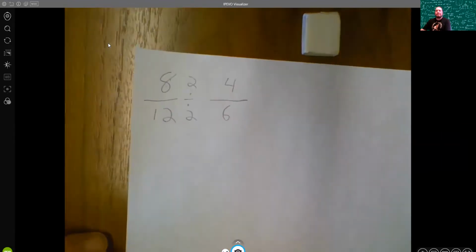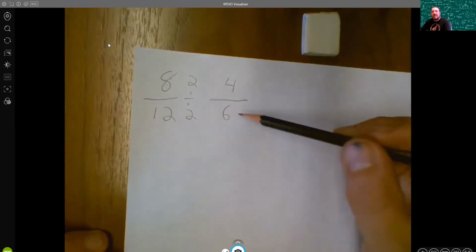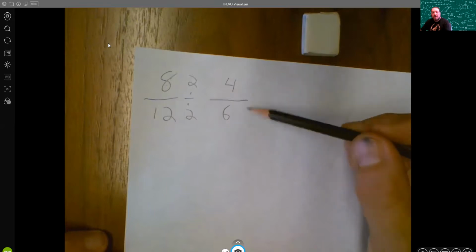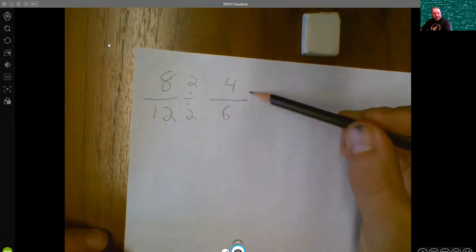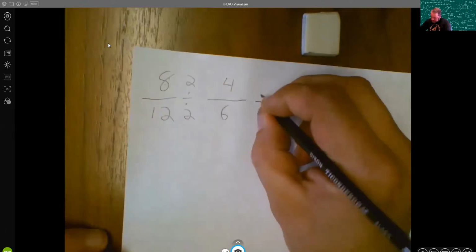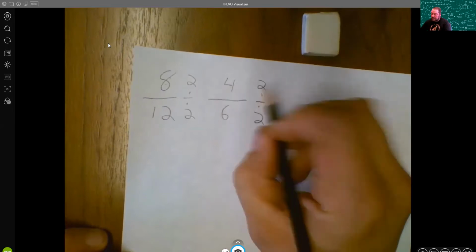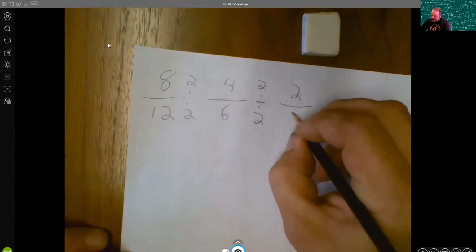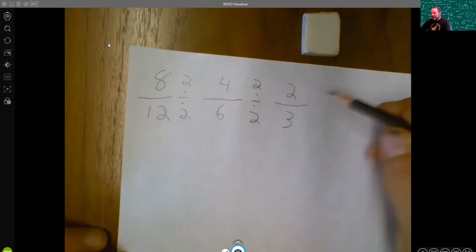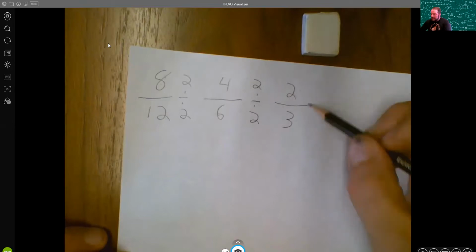That's it, we're done, right? Not so fast. We need to check our answer. Is there anything that can divide into 4 and 6? Has to be the same number. Well, 2 can go into it again, right? Because they're both even. So let's divide them by 2. Do the same thing at the top that we do to the bottom. 4 divided by 2 is 2. 6 divided by 2 is 3. Now, is there a number that we can divide 2 and 3 by? The same number? I don't think so. So this is our answer.